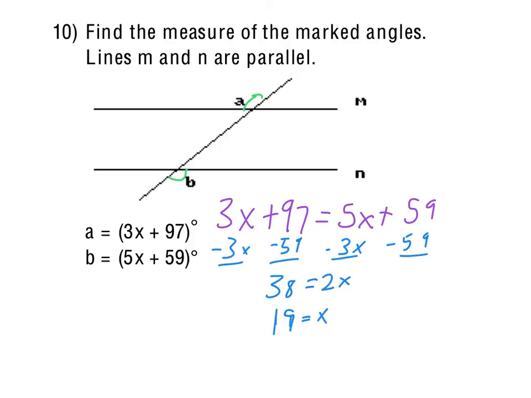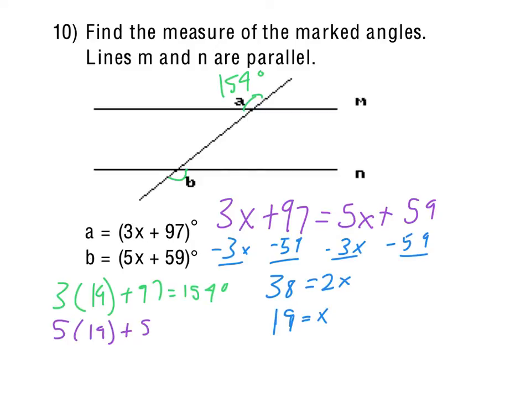So once I know x is 19, I can plug that in over here. So 3 times 19 plus the 97, and then we get our value, so that's a 154 degree angle. And again, we could check the same kind of thing using the expression for B, 5 times 19 plus 59. If we don't also get 154, then we know we did something wrong, but that does also turn out to be 154 degrees, so we did something right, I guess.